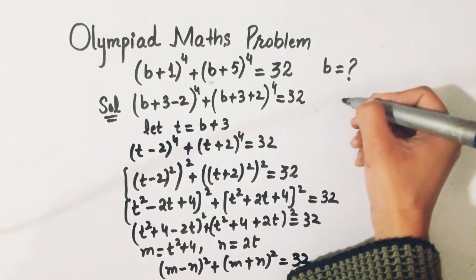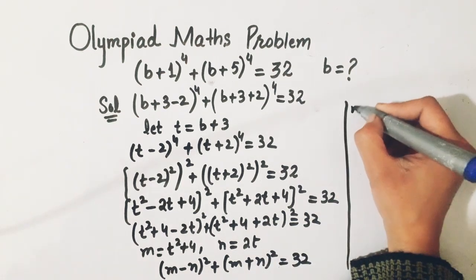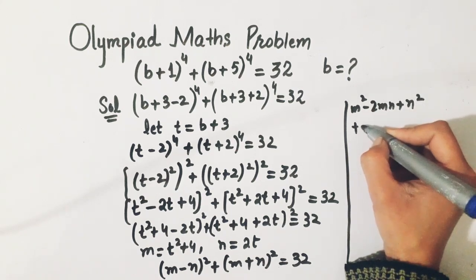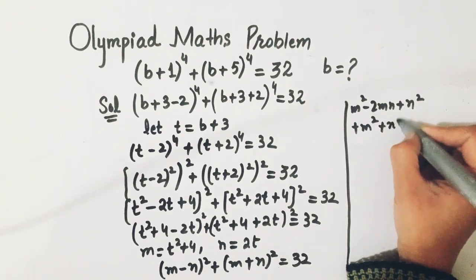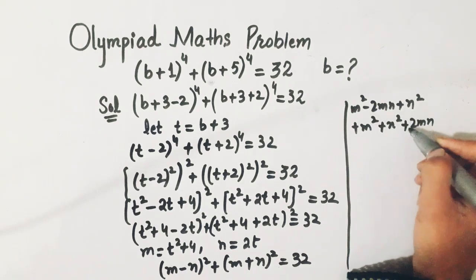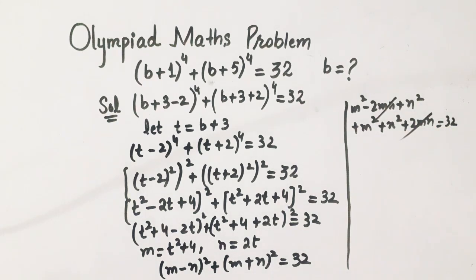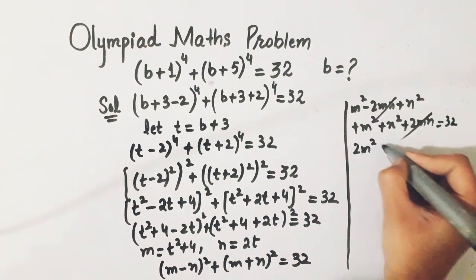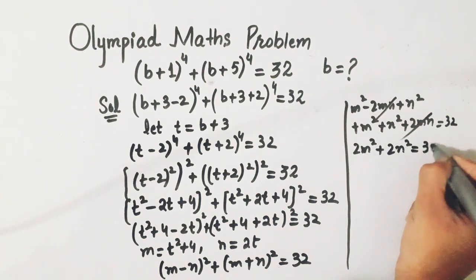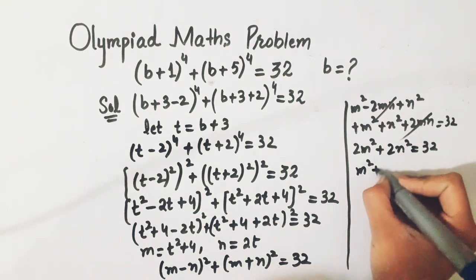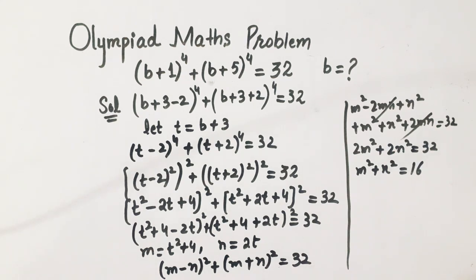Now again we open the squares. We get m^2 - 2mn + n^2 + m^2 + n^2 + 2mn equals 32. The minus 2mn and plus 2mn cancel out, and we have 2m^2 + 2n^2 equals 32. Dividing by 2, we have m^2 + n^2 equals 16.